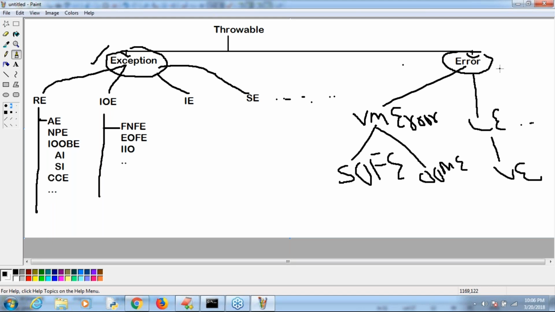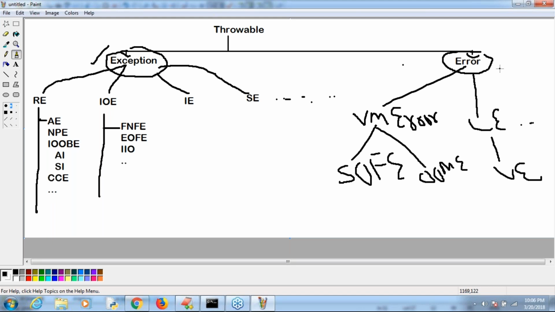Next, what is the difference between error and exception? Exceptions are caused by our program, but errors are not caused by our program. Errors are because of lack of system resources or system problems. Errors are non-recoverable, but exceptions are recoverable. Clear, right? Yes. Okay, sir.